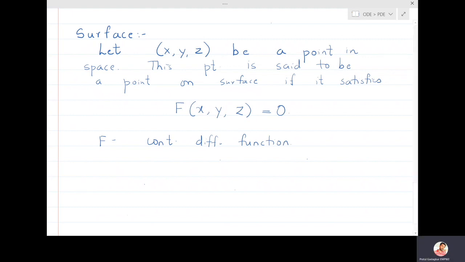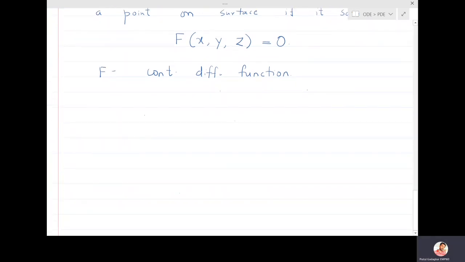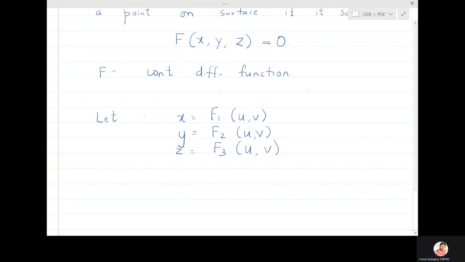Okay, now this surface can be expressed in parametric form as follows. So we will be looking at surfaces which can be expressed in parametric form in two variables. So let me write, let x be equal to some function f1 of u, v, where u and v are those two parameters, and y is some f2 of u, v, and z is f3 of u comma v. Okay, so this is how we are going.